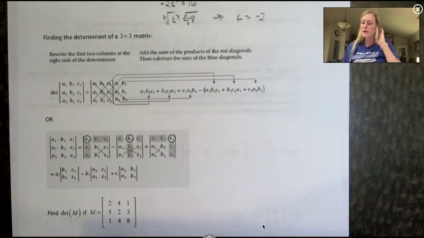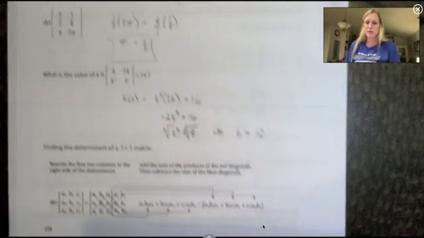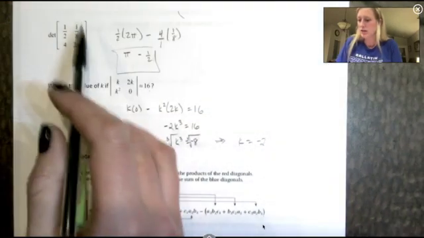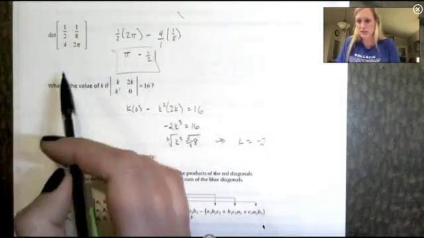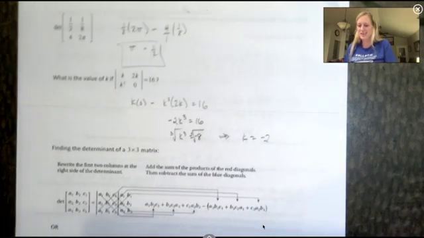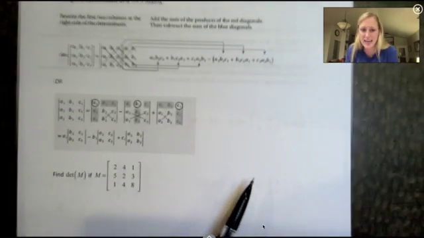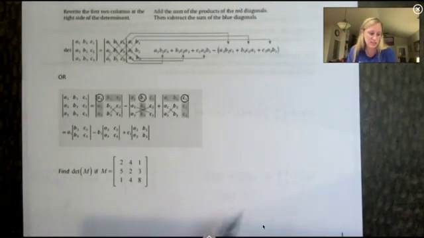Okay, so 2 by 2 is really not bad, right? We do diagonal 1 minus the product of diagonal 2. So here's how we would do a 3 by 3 by hand. And I have to warn you guys, this one is really tough.